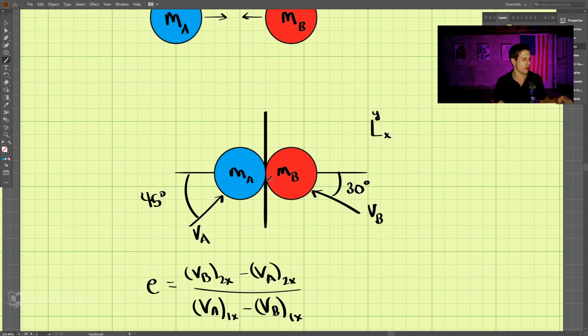And there's another homework problem that goes through this that I have the solution for, 1574, I believe. And you can look at that for an example of how to solve these equations with the coefficient of restitution.